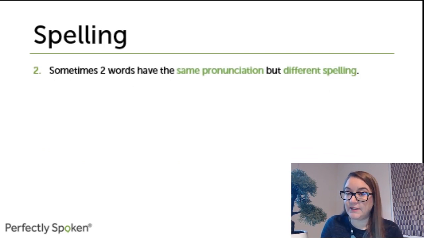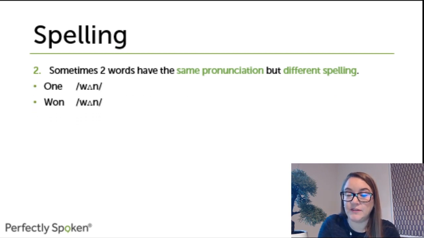Sometimes 2 words have the same pronunciation but different spelling. Let's look at these examples. One and won. The pronunciation is the same, but the spelling is different. The first word means the number, 1, and the second word is the past form of the verb win. Today I win a race. Yesterday I won a race. Same pronunciation, but different spelling.